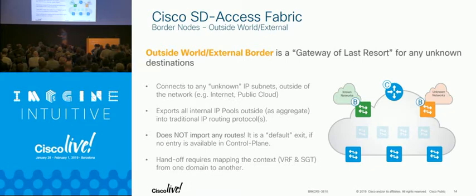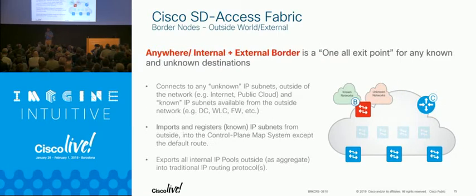Now, in many networks, we will probably have only one exit point in or out of your network. For example, in a large network, you might have one particular device talking to internet, one particular device connecting to data center. We call them internet edge, data center edge, right? That's when you can do an internal border and an external border. But for many networks, you probably have a campus core, and that campus core connects to both your data center, your internet, your WAN, everything, basically one point in, one point out. That's when you use the anywhere border, because as you can see, it connects to both known and unknown networks.